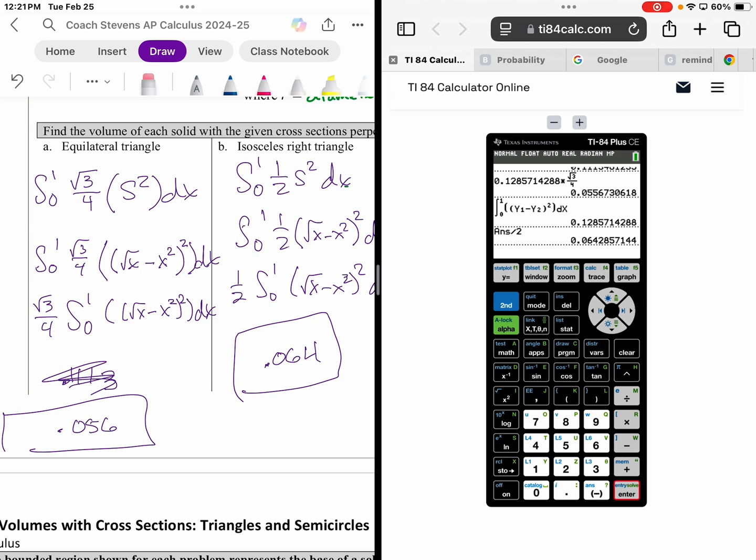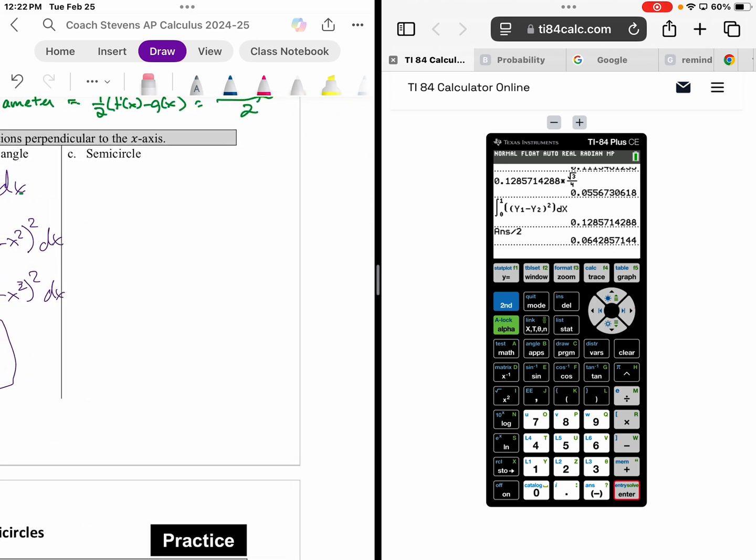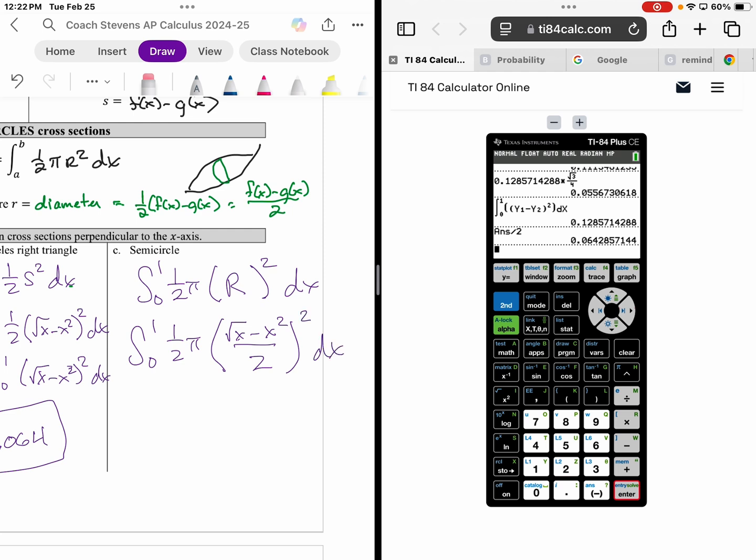So the last one is the semicircle, and then we get to call it a day for notes. Format-wise, it would be the integral from 0 to 1 of 1/2 pi times whatever my radius is, squared, dx. So that's the integral from 0 to 1 of 1/2 pi times the quantity square root of x minus x squared, over 2, squared, dx. I'm going to pull out front, because this is how we see a lot of our multiple choice answers. We don't see them like this one.